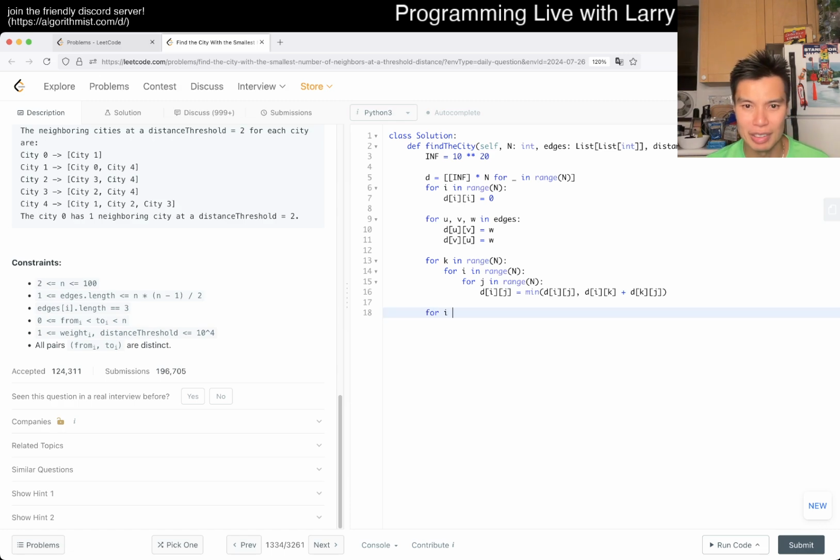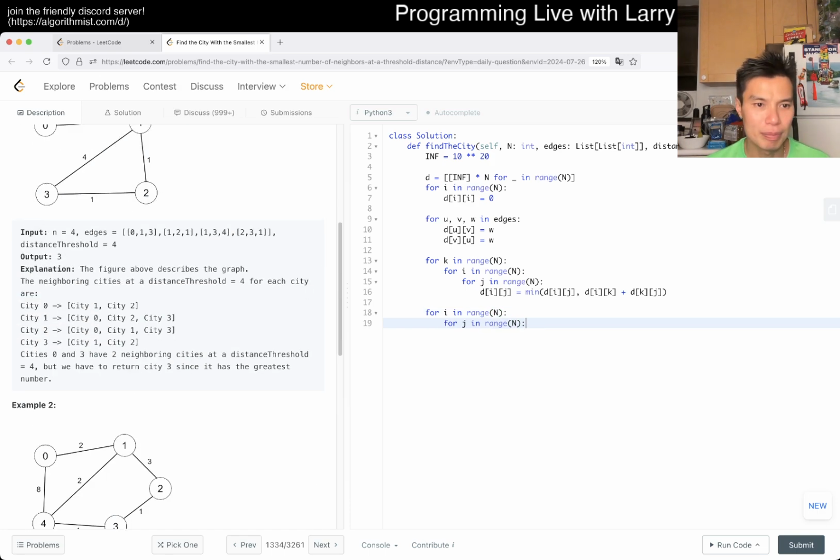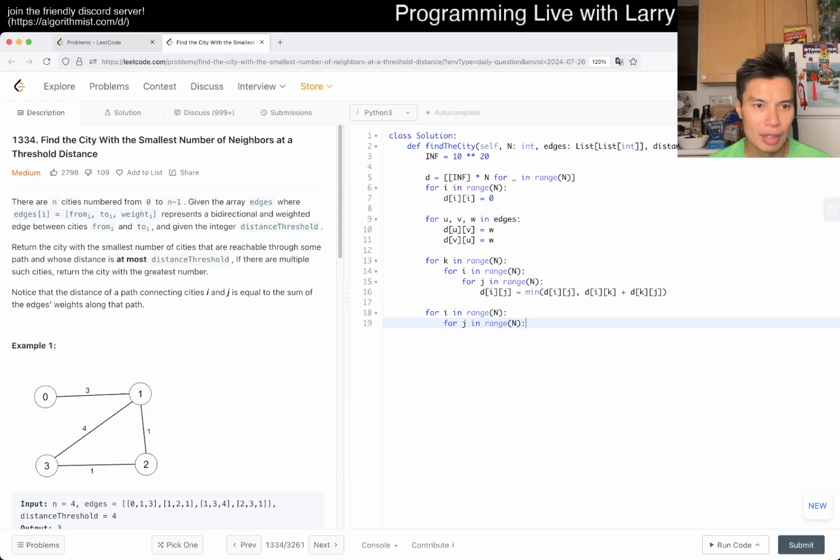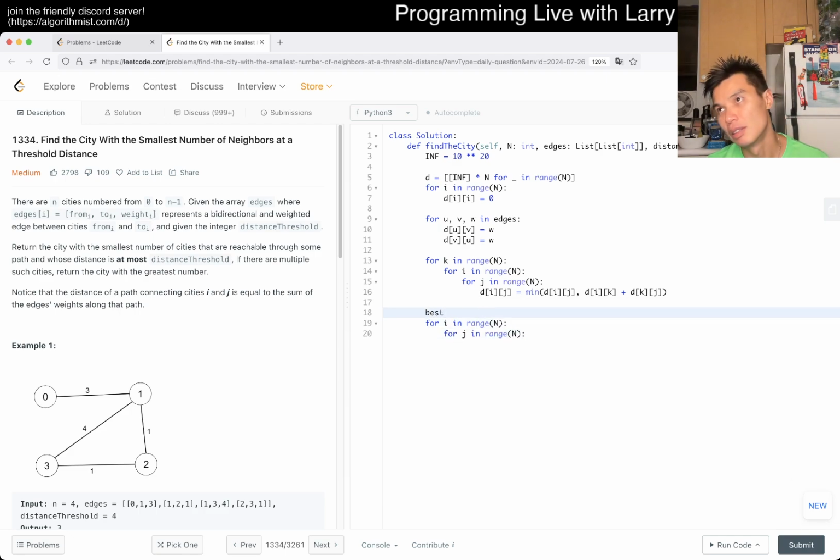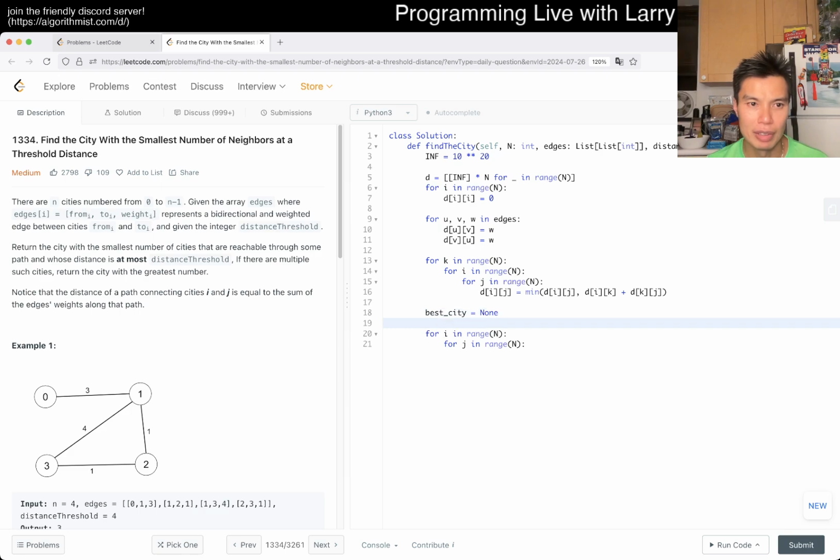So we can just do like, you know, wait, what do we want to do again? City of the smallest number and the city of the greatest city. Okay, fine. So then here maybe we have best city is equal to, I don't know, none, doesn't really matter. And smallest number of cities reachable. So best reachable is going to be, say, infinity. So any number is right, and then that should be good enough.